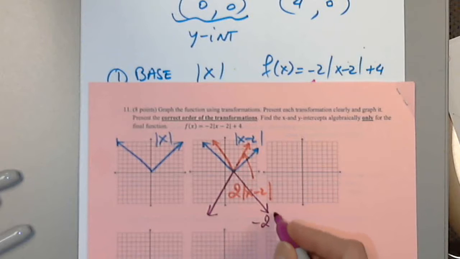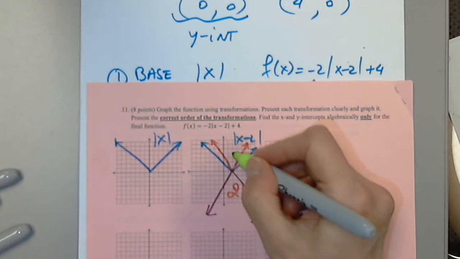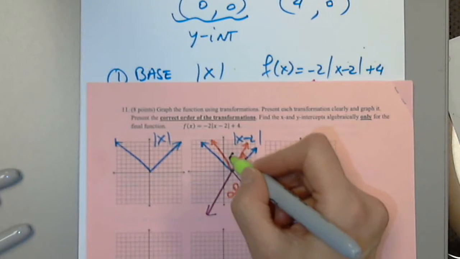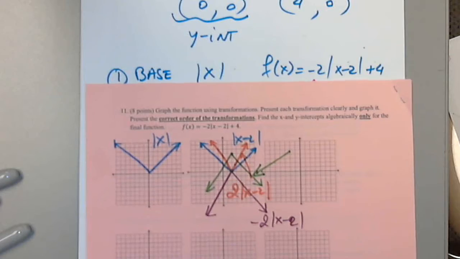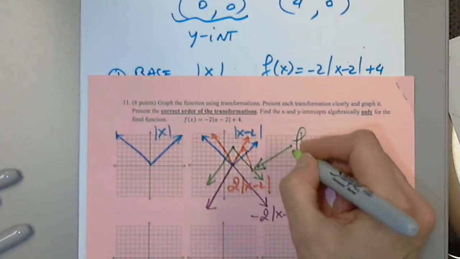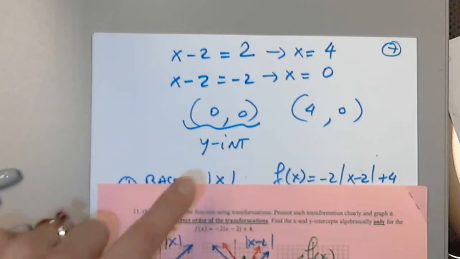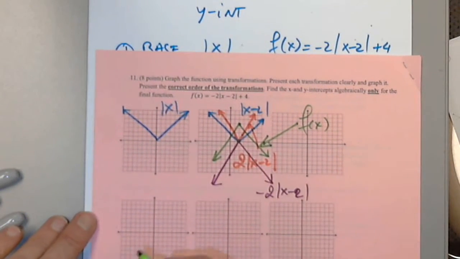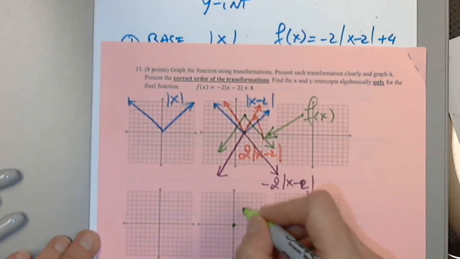So this is the absolute value of x minus 2, and then you said up 4. Okay, so here's up 4. So the green graph is the entire function. But now since I know the x and y-intercepts, I'm going to graph it one more time right here, anywhere, doesn't matter, with (0, 0), (4, 0), and (2, 4).